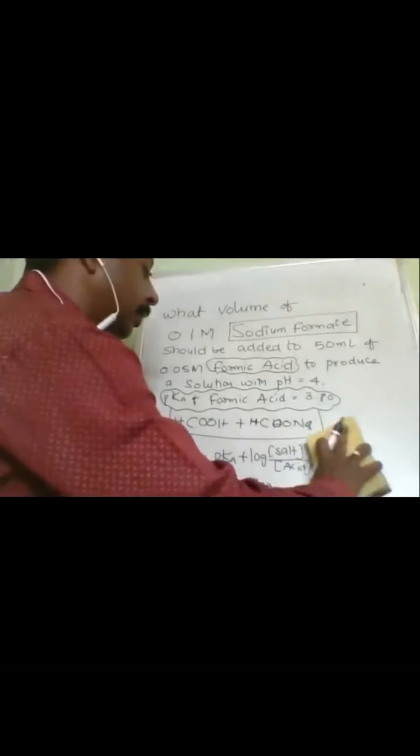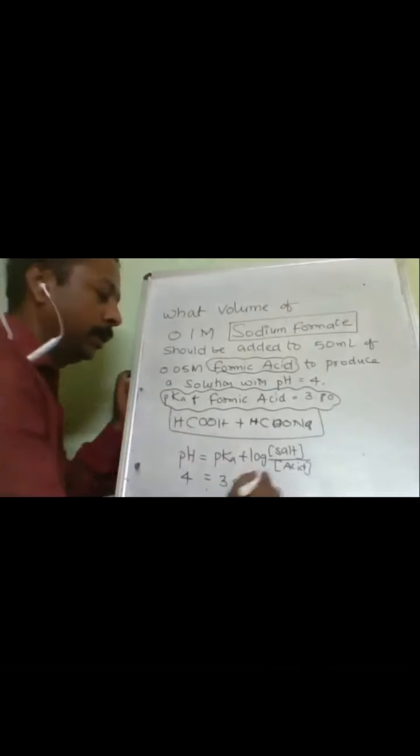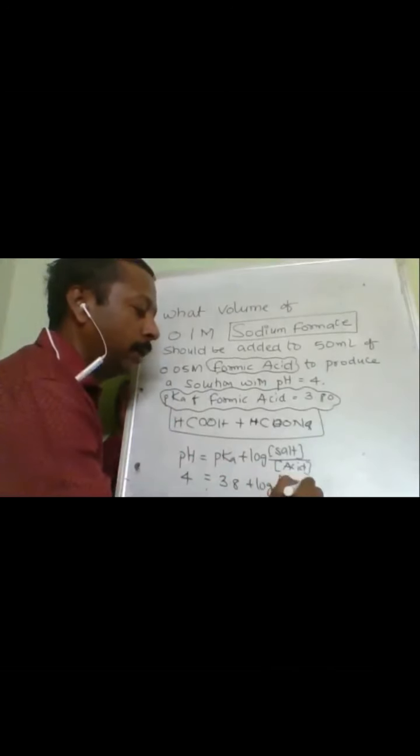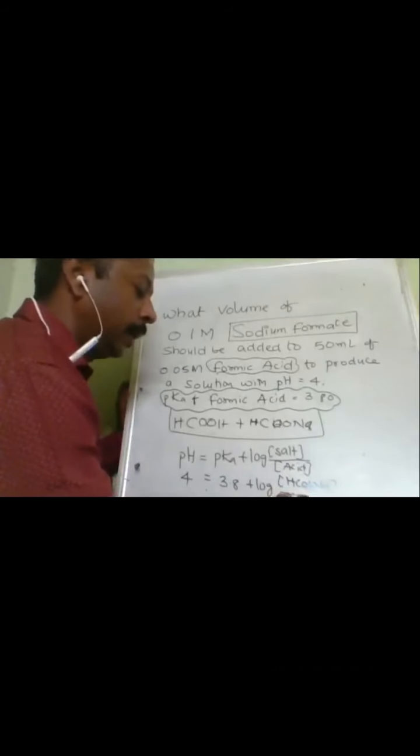So first let us see what is the salt upon acid ratio. So concentration of salt by concentration of acid. Here salt is HCOONa. Then coming to the acid, HCOOH. Now what will you come to know after simplifying this?